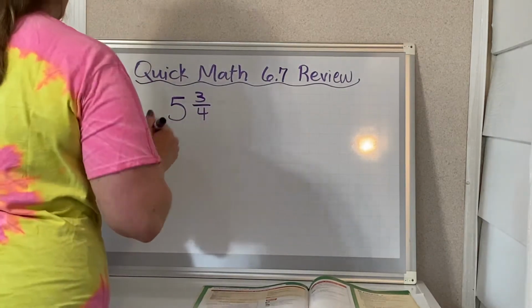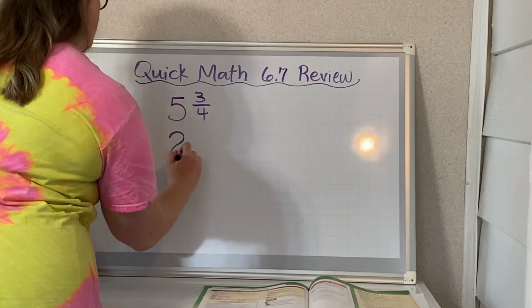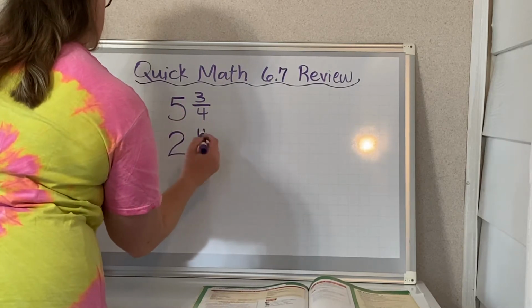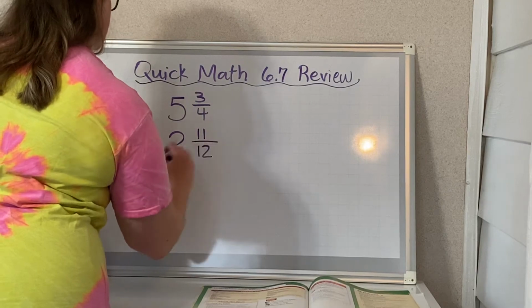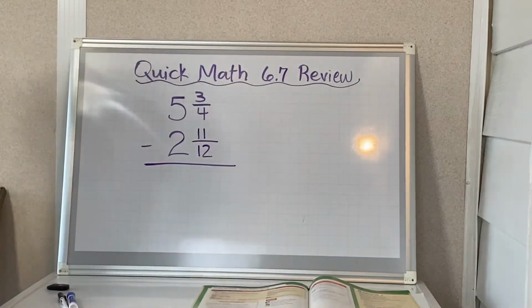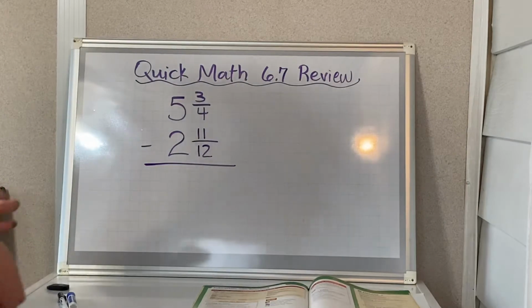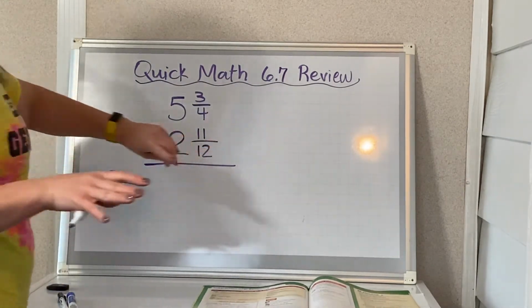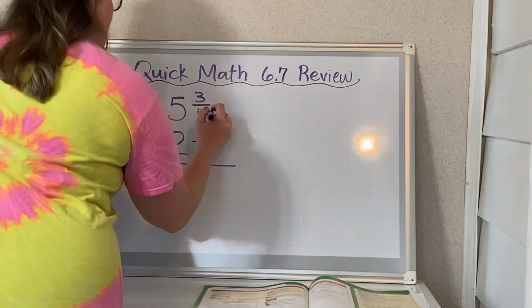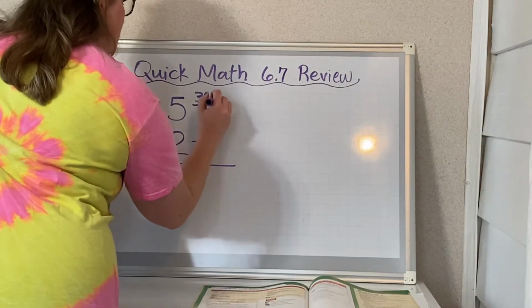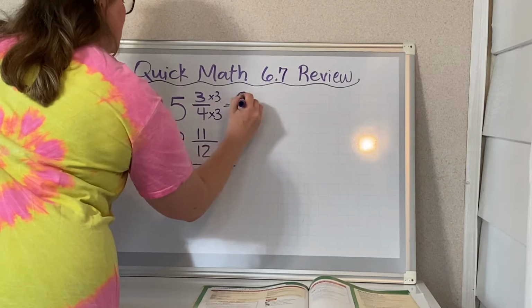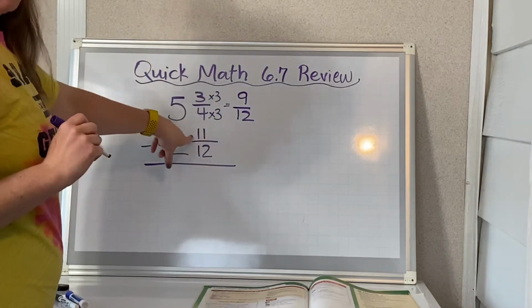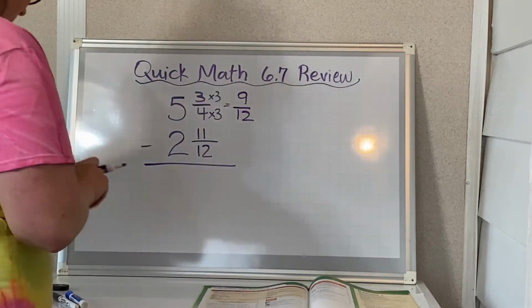minus 2 11/12. Okay, I need a common denominator, which I know is 12. So this one's done already. I don't have to change it. This one, I need 4 times 3 gets me to 12. So that turns this into 9/12. But you still can't take away 11 from 9.